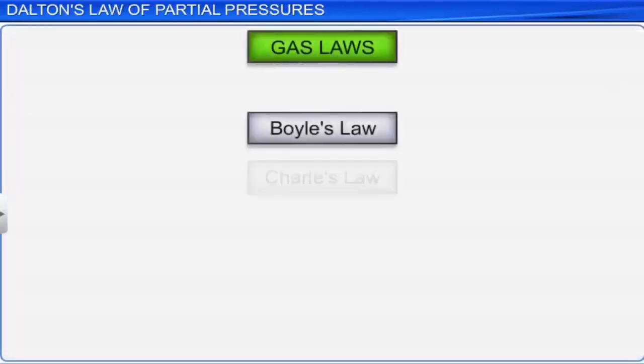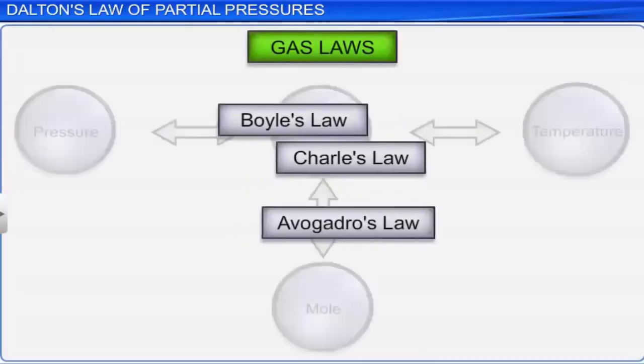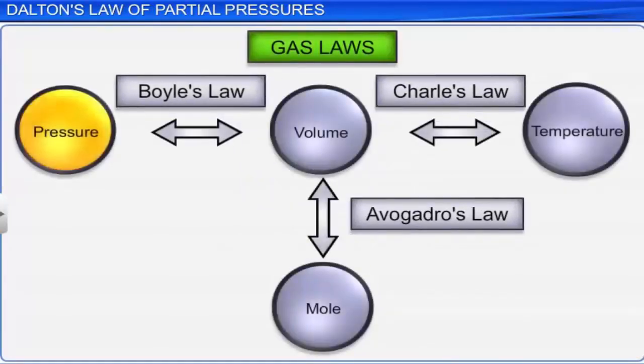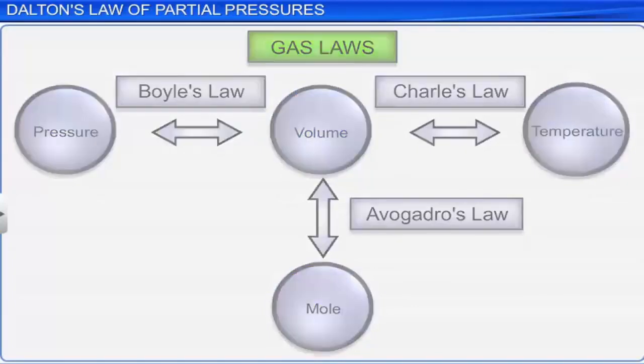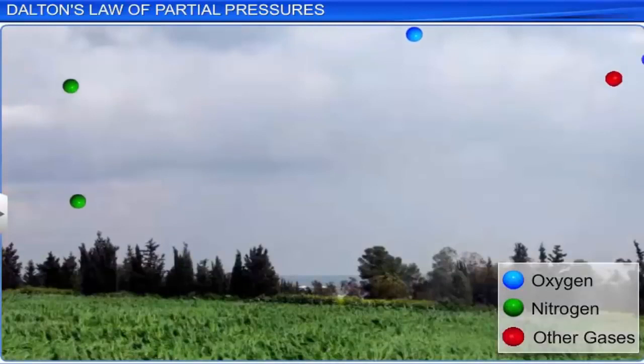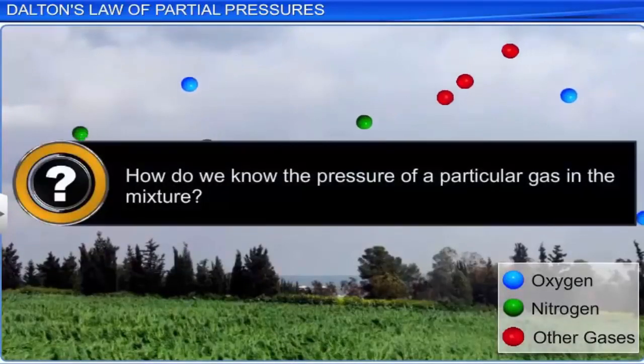The various gas laws that we have learnt establish the relationship among pressure, temperature, and volume occupied by a certain number of moles of a gas. But air is a mixture of various gases. So how do we know the pressure of a particular gas in the mixture?